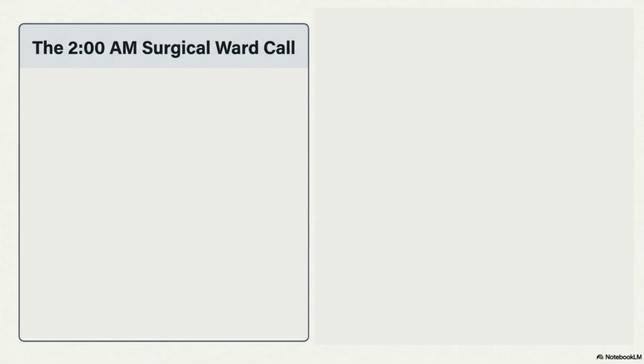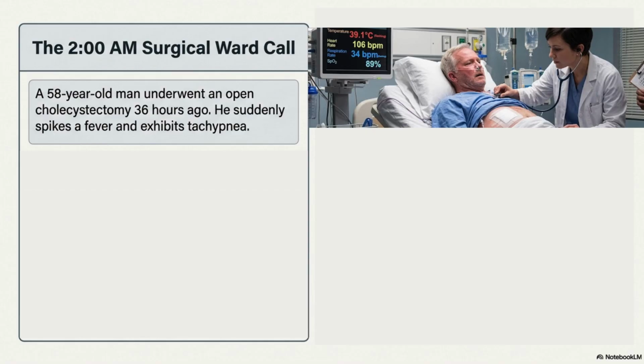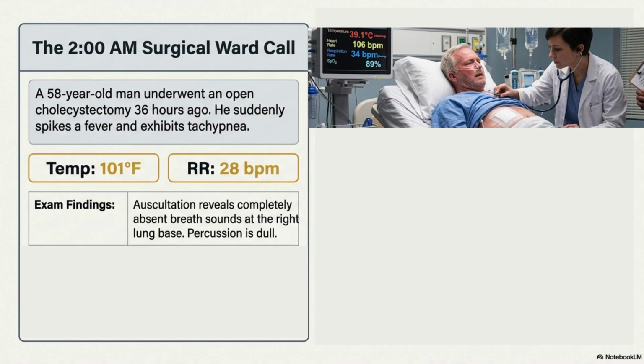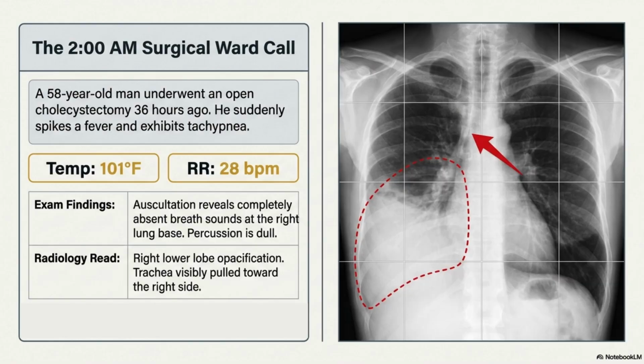Let's set the scene with a classic clinical vignette. The 2 a.m. surgical ward call. A 58-year-old man underwent an open cholecystectomy 36 hours ago. He suddenly spikes a fever and exhibits tachypnea. His vitals are a temperature of 101 degrees Fahrenheit and a respiratory rate of 28 breaths per minute. Looking at the exam findings, auscultation reveals completely absent breath sounds at the right lung base and percussion is dull. The radiology read shows right lower lobe opacification and crucially the trachea is visibly pulled toward the right side.